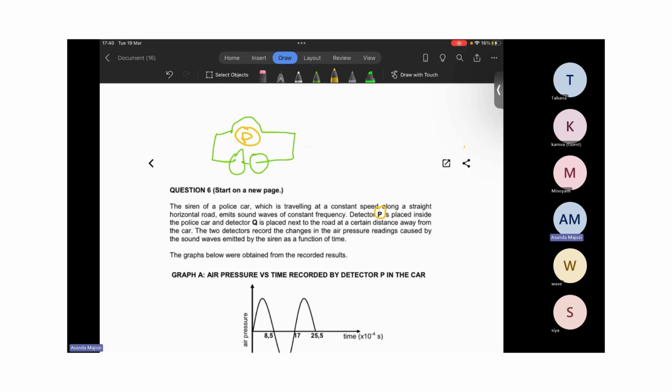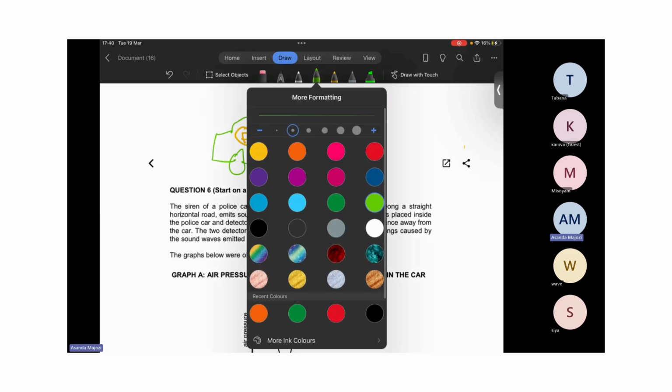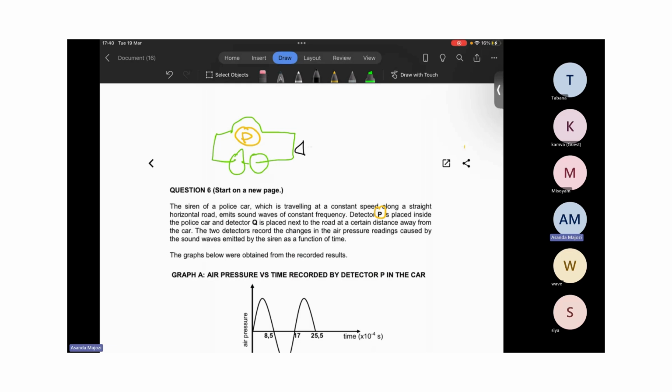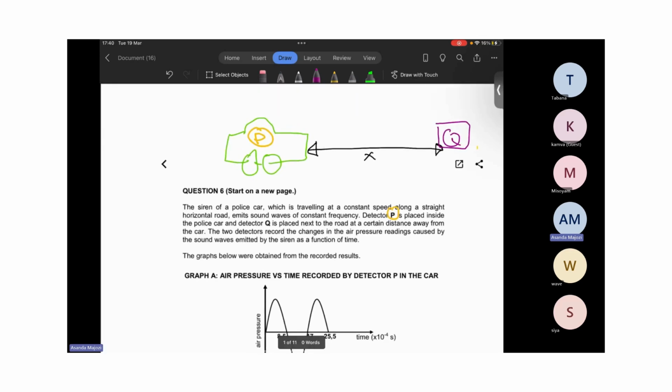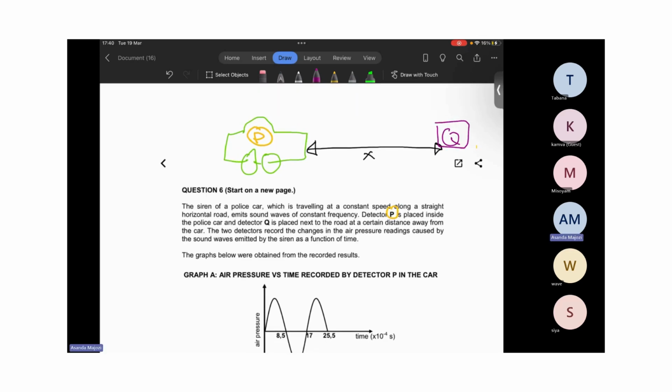It's placed inside the police car, and then a detector Q is placed next to the road at a certain distance away from the car. So at a certain distance away from this car, so let's say maybe a distance of X, we are then going to place a detector Q. So we basically have a detector inside of the police car, and then we have a detector a few meters away at Q, right? So the two detectors record the changes in the air pressure readings caused by the sound waves emitted by the siren as a function of time.